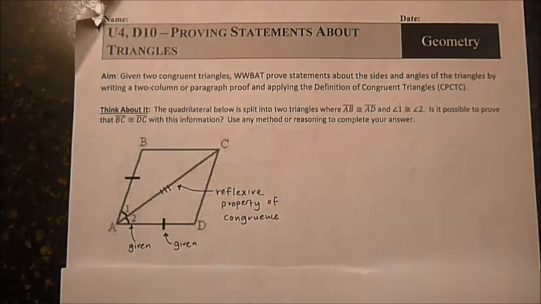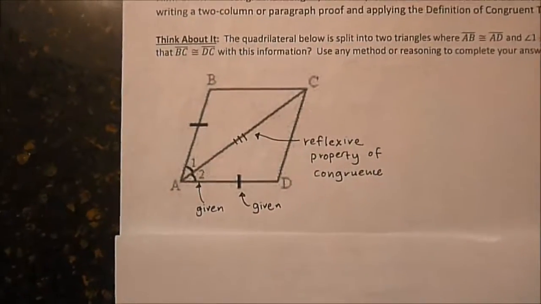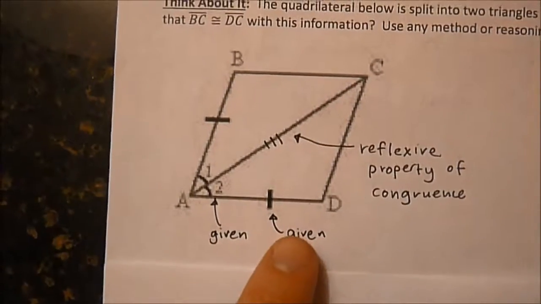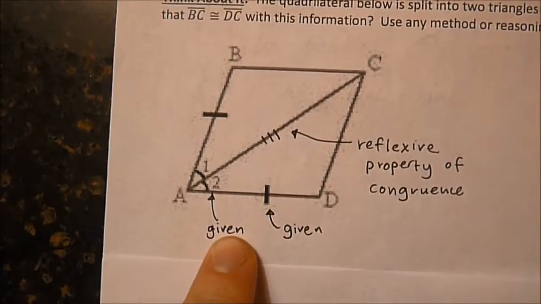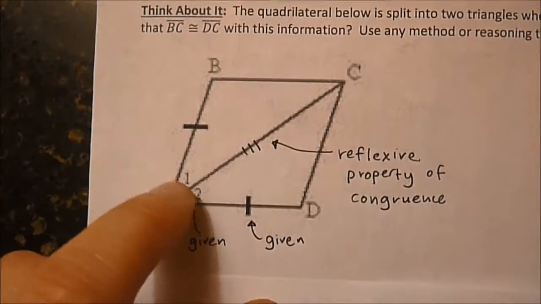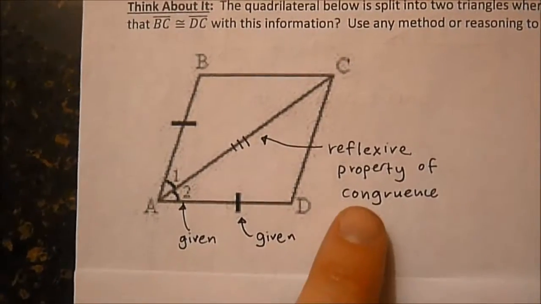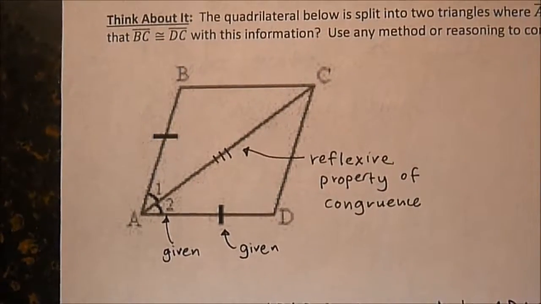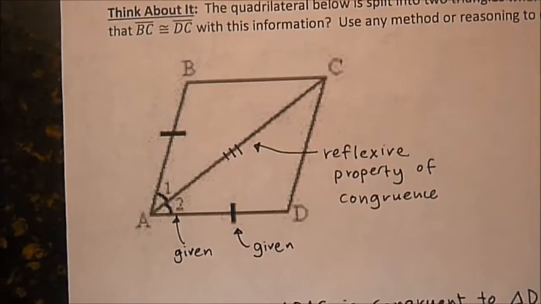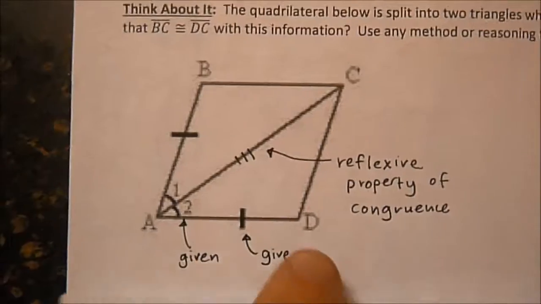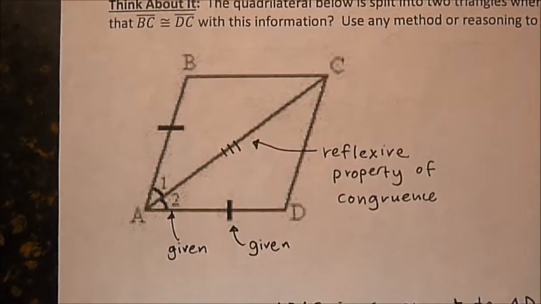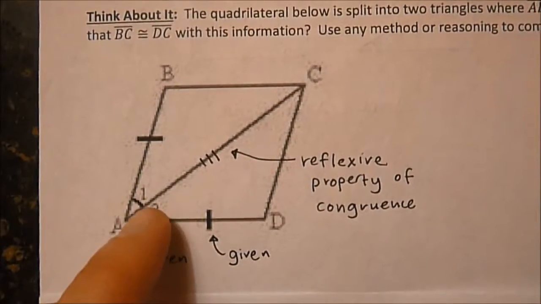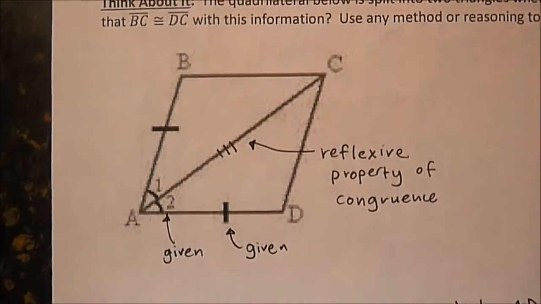Alright, so here's how I started out the Think About It. I annotated the diagram with all the information that I knew to be true. I knew that I had a given side and a given angle that were congruent to a side and an angle in the other triangle. And I also knew that line segment CA was congruent to itself by the reflexive property of congruence. So based on the congruence postulates that I learned this week, I know that these two triangles are going to be congruent by SAS. I have an included angle here, and so I can prove the triangles congruent that way.